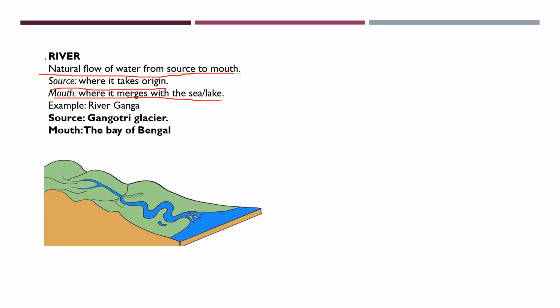So, can you tell me, what are the two factors which actually force the river to move down? Actually, there are two factors. One is the topographical factor, that means the slope, and another is gravity.